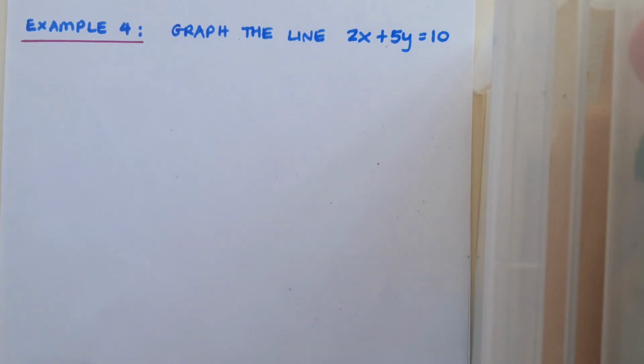Let's look at one more example of how to graph a line. Notice this time my equation looks a little bit different. 2x plus 5y equals 10. Up until now I've had y is equal to or f of x is equal to. Dealing with a line in this format isn't a problem. I'll just use the intercept method. That means I'll find where it goes through the x-axis and the y-axis.